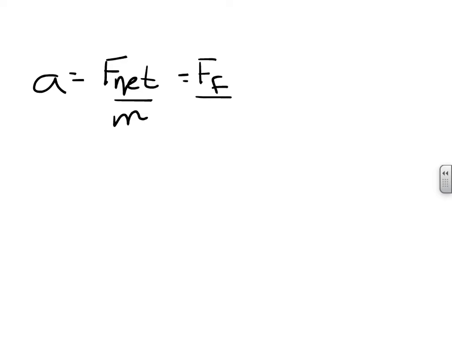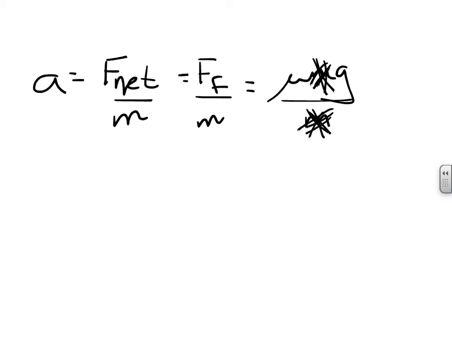That leads us to some nice, interesting algebra. I actually showed you this the other day, if you were actually paying attention. We remember that if the F net is really equal to the friction force, then A is just equal to FF over M, which equals mu mg over M. And then you say to yourself, hey, look, those M's go away and they cancel. That means my A is really just equal to mu g.